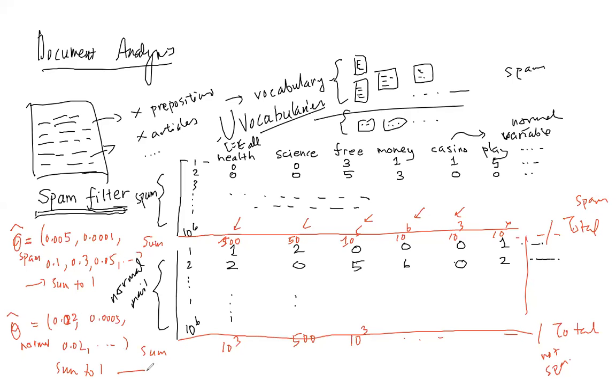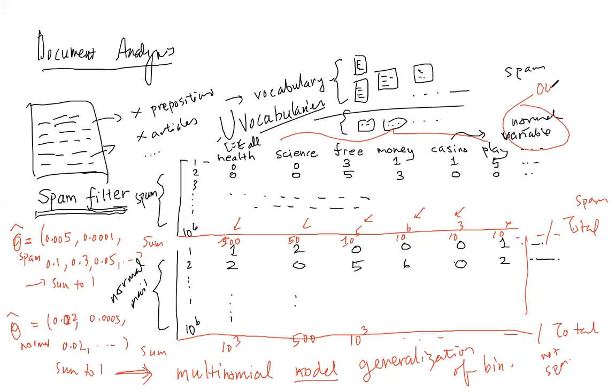So this actually is what we call a multinomial model. It is basically a generalization of your binomial, right? Because binomial only has two outcomes, whereas here you are basically treating all these variables as outcomes. So you basically have a multinomial model.